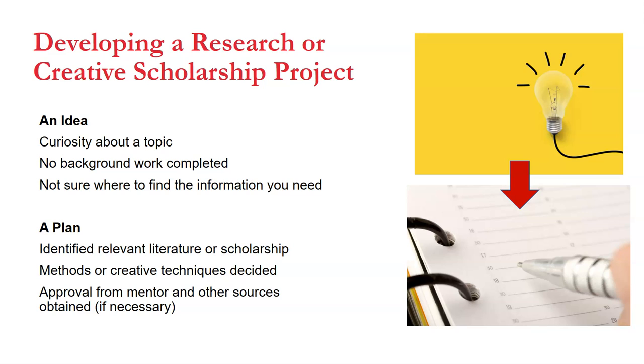And you also, in that planning phase, need to get approval from your mentor and any other sources that you need approval from. So for example, if you're conducting research and you need approval from the Institutional Review Board for human subjects, you would need to make sure you obtain that as part of your plan. Or if you need access to certain populations, you would need to make sure that you have obtained the necessary guarantees or committals from everyone who's involved in that process as well. So again, the process here is going from an idea to a plan phase.